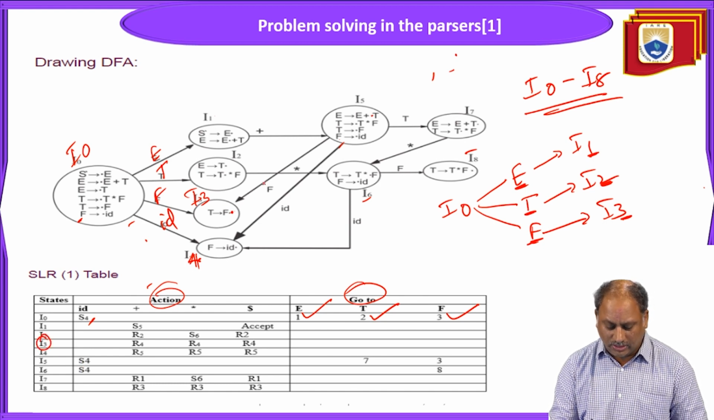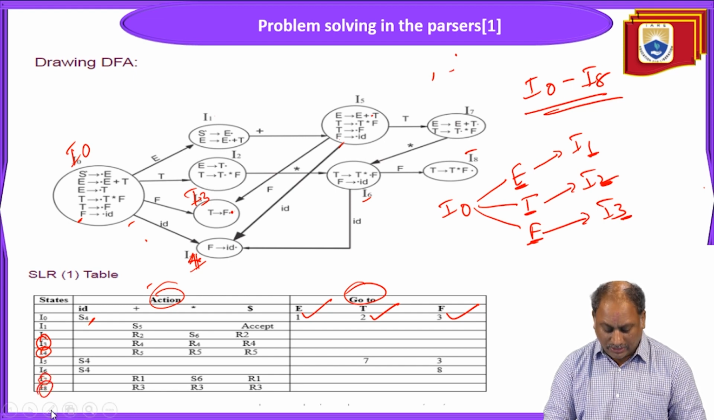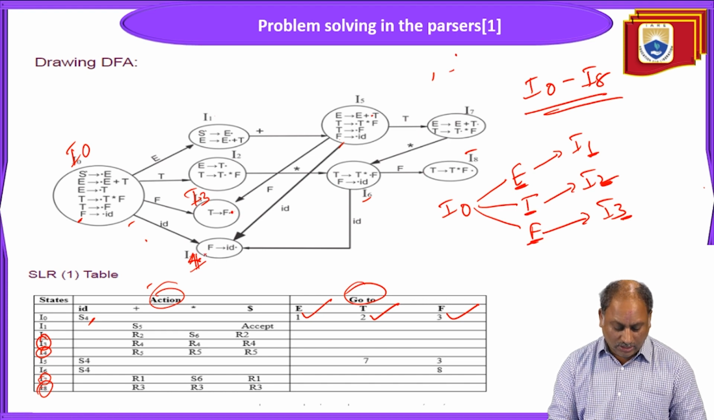That means from that there is no transition that takes place. Similarly for I4 also there is no transition. This one I3, I4, these two productions. Similarly I7 and I2, I7 and I8. So what is I3? Here I3 contains T derives F dot. I3 is T derives F dot.